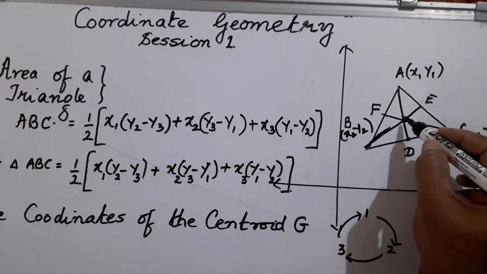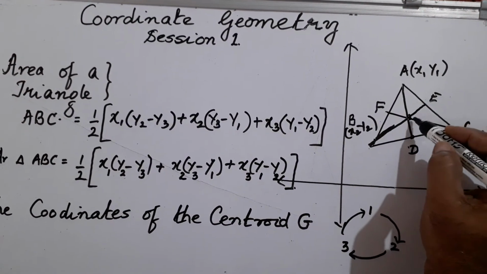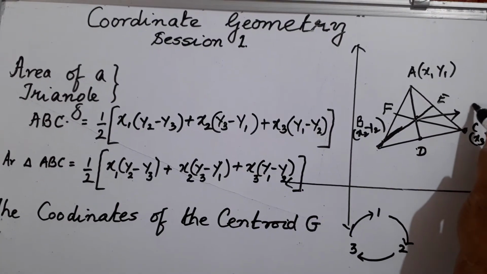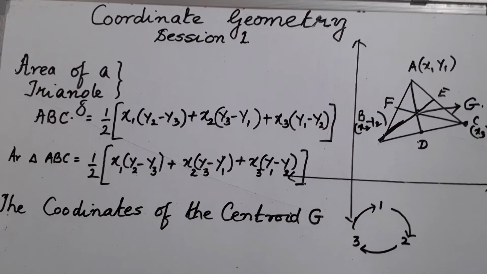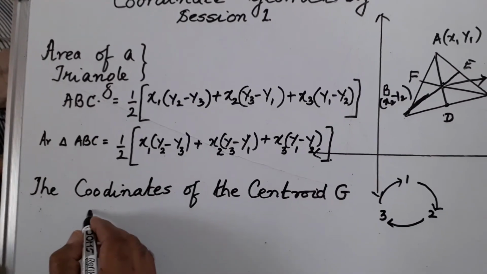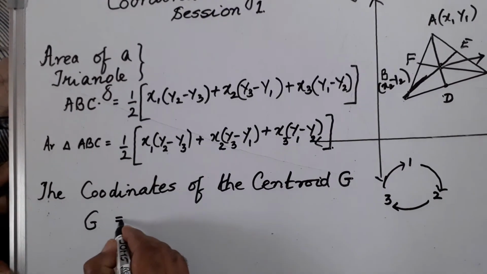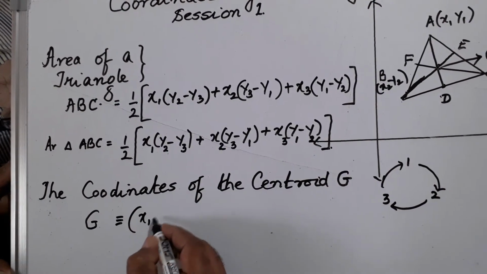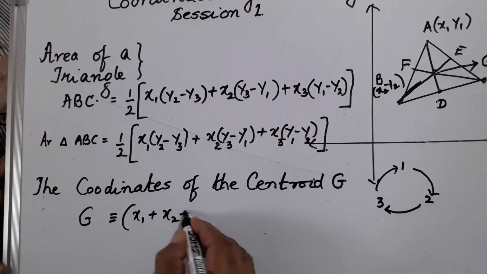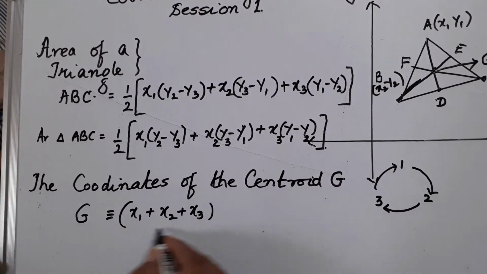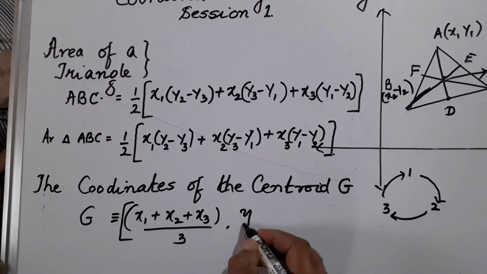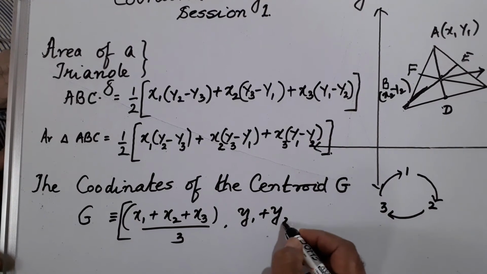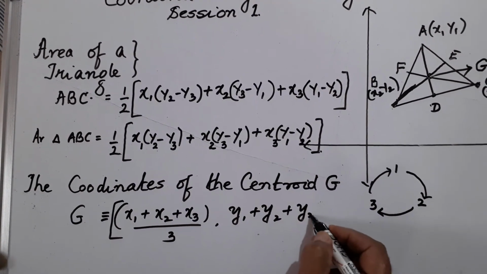All these 3 medians will pass through the same point called as the centroid. And the coordinates of the centroid are given by the formula x1 plus x2 plus x3 divided by 3, y1 plus y2 plus y3 divided by 3.